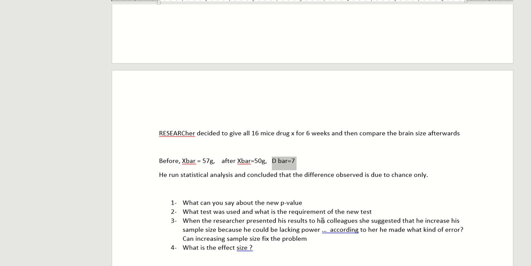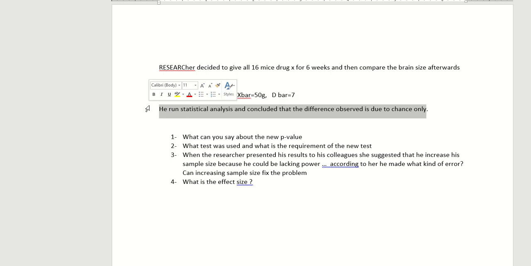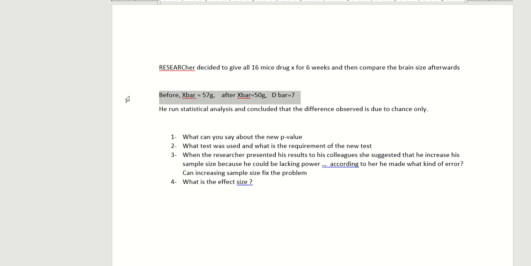That's d bar. Okay, and then he ran the statistical analysis and concluded that the difference observed is due to chance only. So that's one of the scenarios where I give you the result without you having to run any type of analysis. And based on that, I'm going to ask you questions.